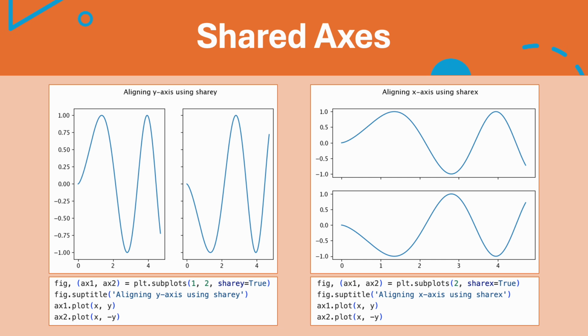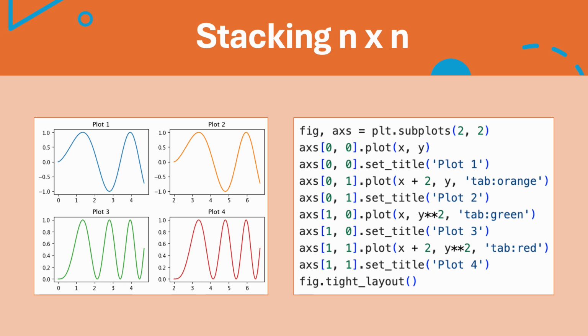So how would we do this? In this example, we are plotting 4 subplots in a 2x2 arrangement. Here, each subplot is accessed using their row and column location starting from 0. So, plot 1 is accessed using row 0 and column 0, plot 2 using row 0 and column 1, plot 3 using row 1 and column 0, and plot 4 using row 1 and column 1. Data is plotted as before, and we use the string tab:color to set a different color for each subplot.